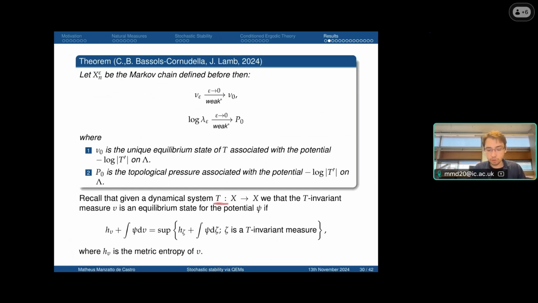So if you take a dynamical system T that goes from X to X, a T-invariant measure nu is an equilibrium state for this potential psi if, when I look to the metric entropy plus this integral over the potential, it is a measure which realizes the supremum. Okay, so this is the definition of equilibrium state.